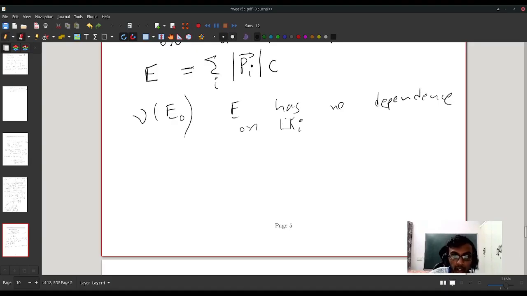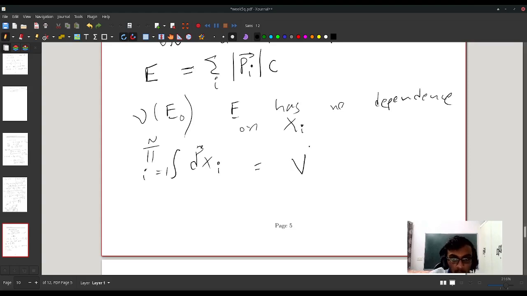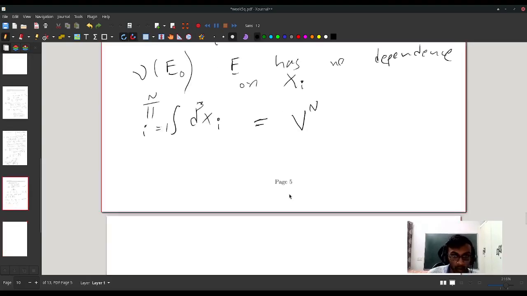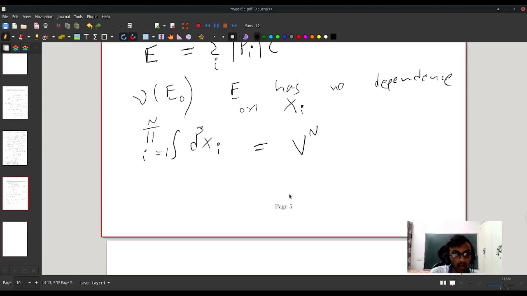So when we integrate over the xi coordinates, the spatial coordinates part of the phase space, integral d3 xi, product over i from 1 to n, this is simply going to give us volume raised to the power n, just like in the standard ideal gas. This is no different. Where it would differ is the momentum integral.